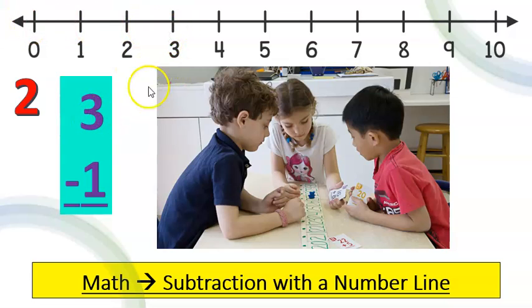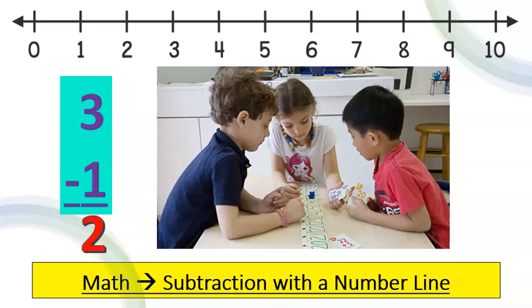Now we start at 3. We're going to have to jump back 1 number because that says 1. Okay? Watch me. 1. So what's our answer, boys and girls? 2. So let's grab 2 and insert 2 at the bottom there. That's our answer. 3 minus 1 equals 2. Let's read it again. 3 minus 1 equals 2. Because we started at 3, we have to jump back 1 number. And our answer is right there, 2.